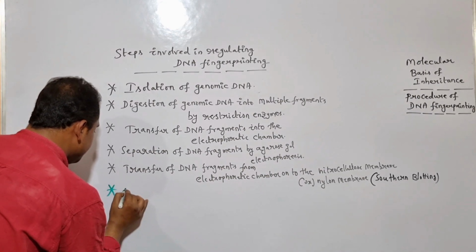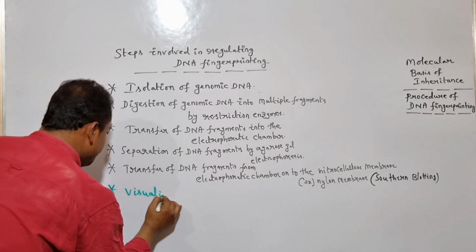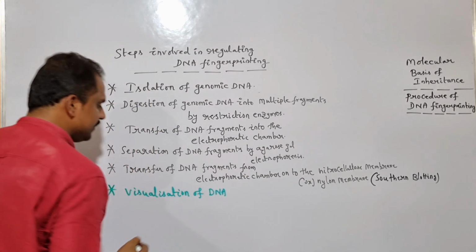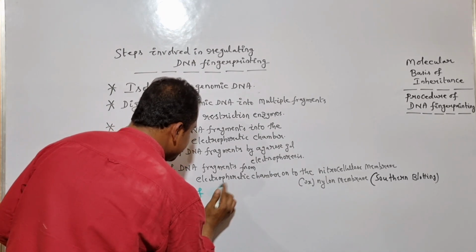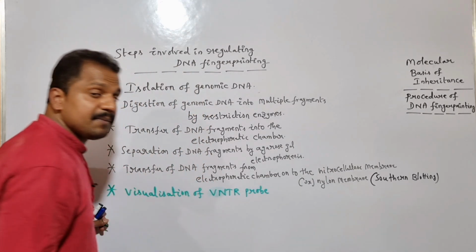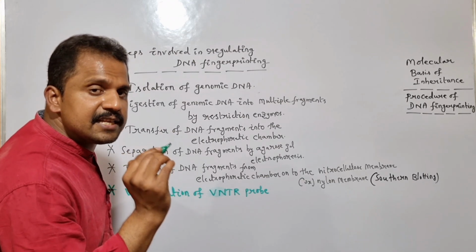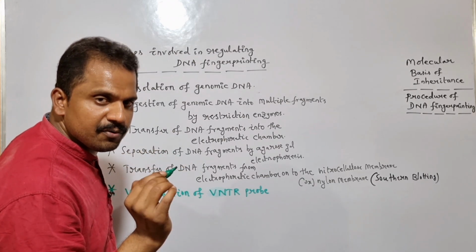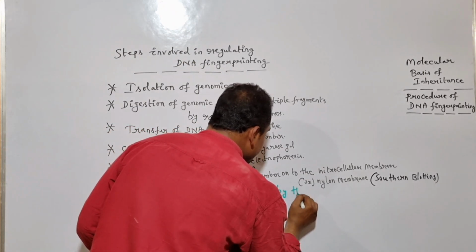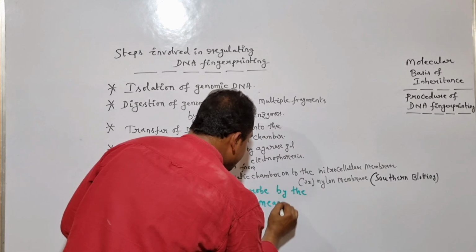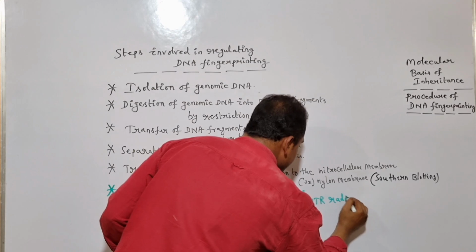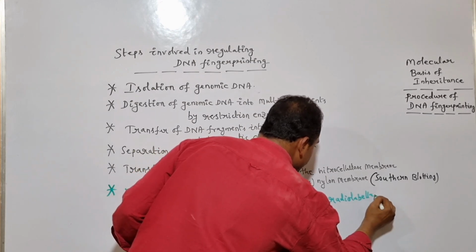Visualization of DNA fragments, visualization of VNTR probe. So the meaning of probe is a short oligonucleotide sequence. The specific repetitive sequence is termed the probe. So visualization of VNTR probe by means of VNTR radio-labeled probe.